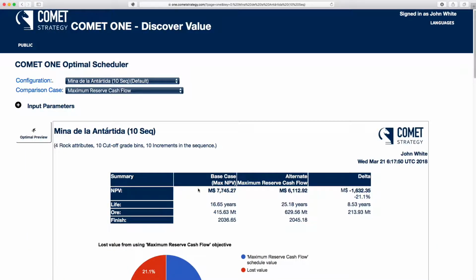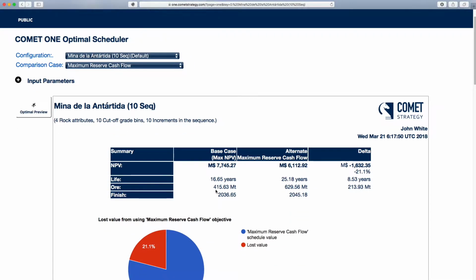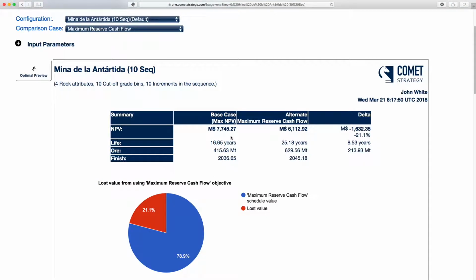So the first result that we can see is this table of key numbers. So the most important number is the net present value. So you can see the base case with the maximum net present value has an NPV of $7.7 billion. And when we maximize the reserve cash flow, we actually lose some value. We only have $6.1 billion. So we've lost about 21% of that.